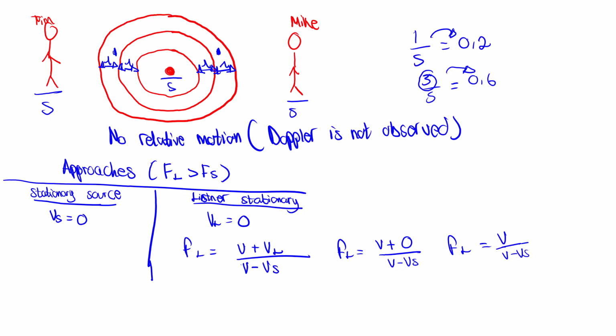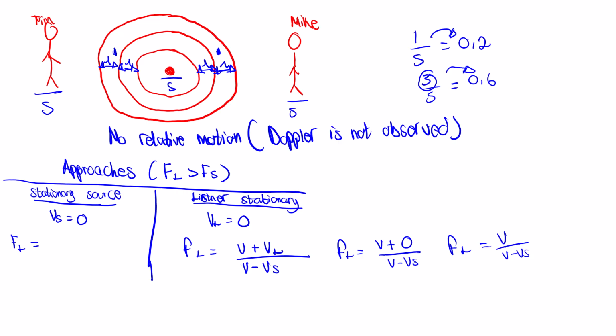But then we also have a situation where my source of sound is stationary and the listener is approaching the source of sound, right? If my source of sound is stationary, we obviously know that its velocity is going to be 0, right? Meaning that my FL is equal to, because it is still a situation where we are approaching something, my numerator always has to increase while my denominator decreases, right?